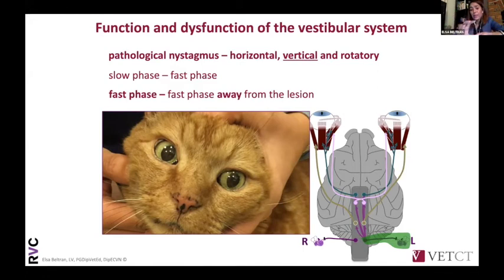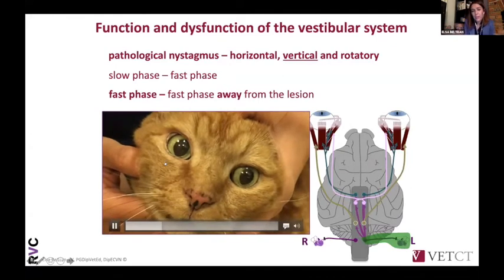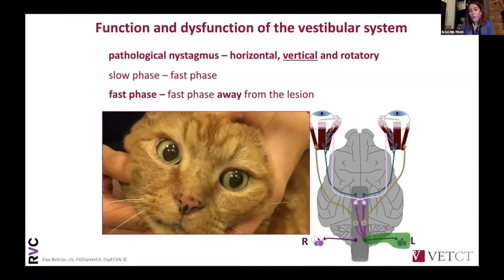And then another thing that tells you it is central is if you change the position of the head and it becomes horizontal when it was vertical or rotatory. That's another clinical sign. But as I said, I will not rely on the clinical signs of pathological nystagmus, because you will see other clinical signs that may help you to differentiate if it's central or peripheral. And then when we classify the nystagmus, the fast phase is always away from the lesion.